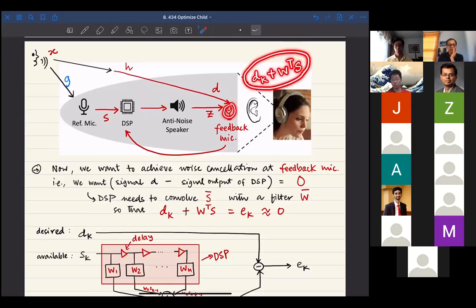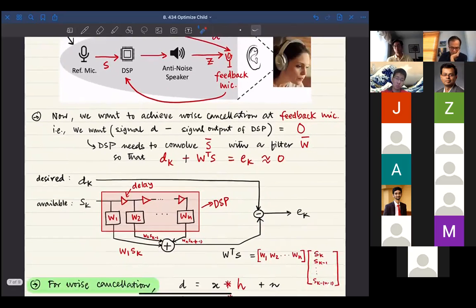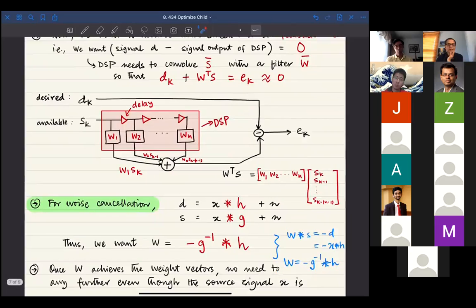Now the DSP, if you are the DSP, your job is to figure out what w transpose should be. That's the adaptive filtering part: figuring out what w transpose s should be so that dk plus w transpose s equals 0. Sounds good. Thank you. Good. Any other question?